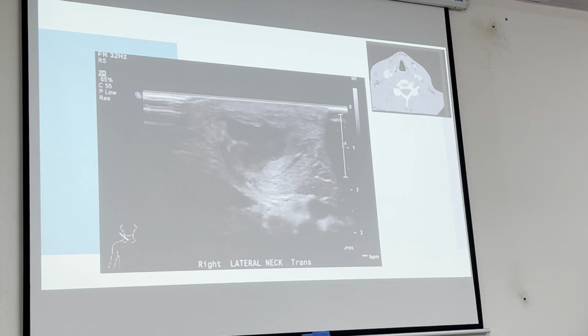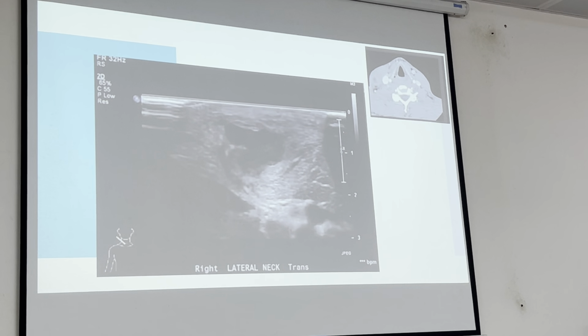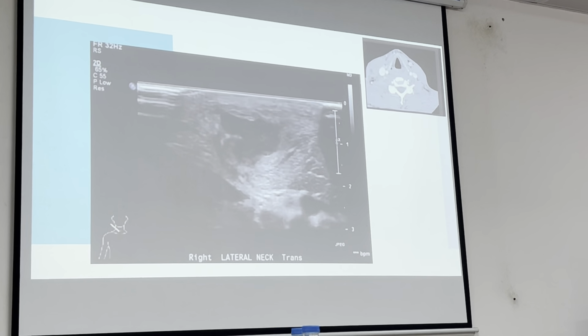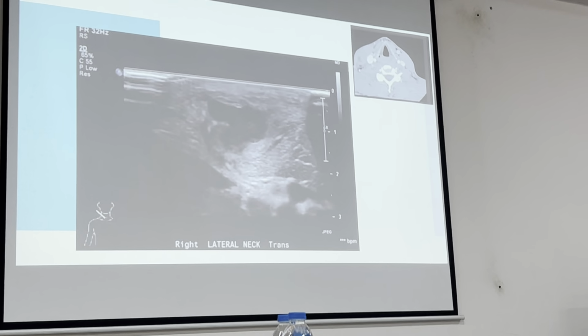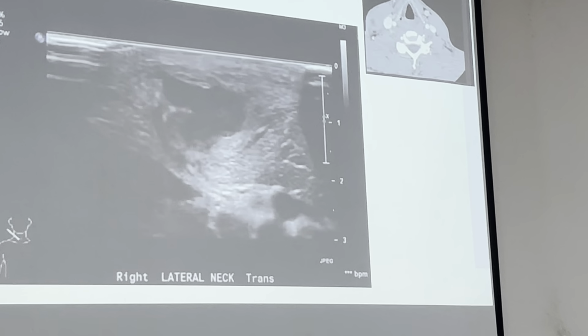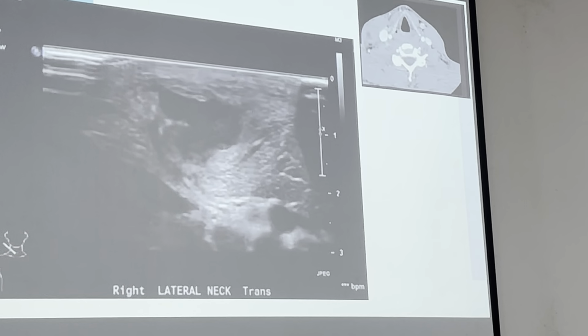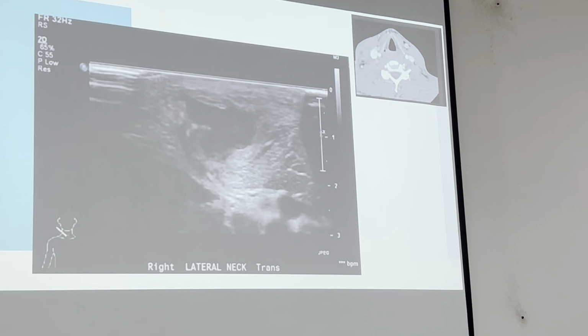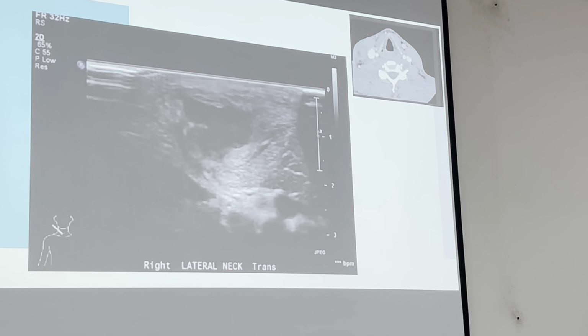Okay, so this was an ultrasound of a mass that was found on the neck, as you can see from the CT scan up there. And what kind of evidence are we seeing on this ultrasound, even though it's a little grainy, that might lead you to think of this as a lymph node versus an abscess?